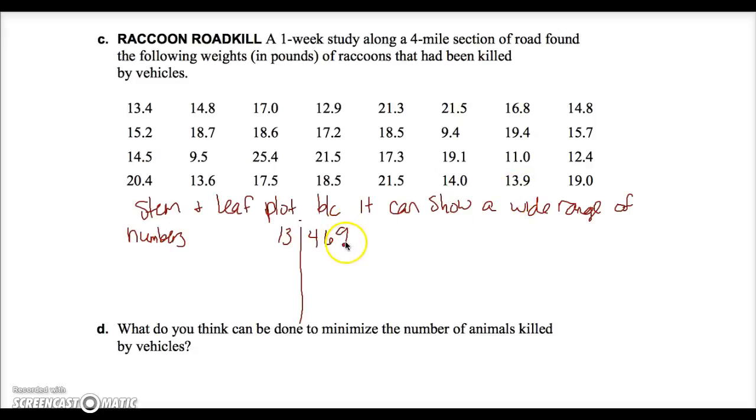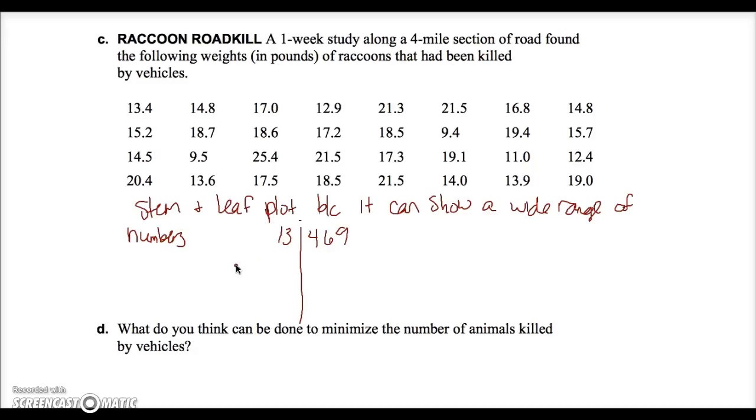13.9. I would just add a 9. So this would represent 13.4, 13.6, 13.9. So it kind of shows everything broken down. Really easy to find mean, median, mode, range, those kind of things.